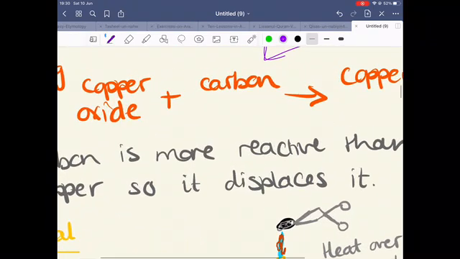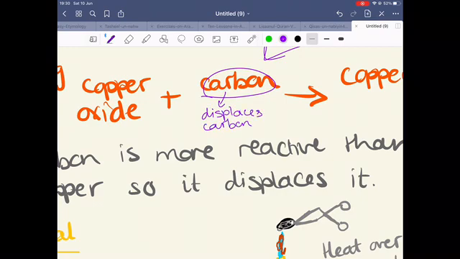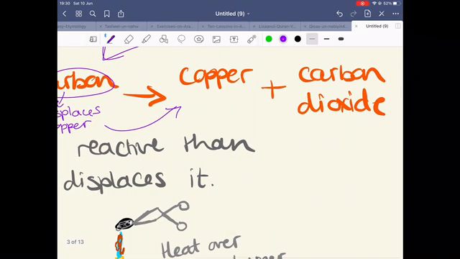So here's the example that I've drawn, copper oxide plus carbon. How do you know this is displacement? Well, if you look at the carbon on the reactivity series, it's more reactive than copper, it's above copper. So it displaces the copper. So after the arrow, the copper is going to be by itself because it's been displaced, and the carbon has bonded with the oxygen atoms and formed carbon dioxide.